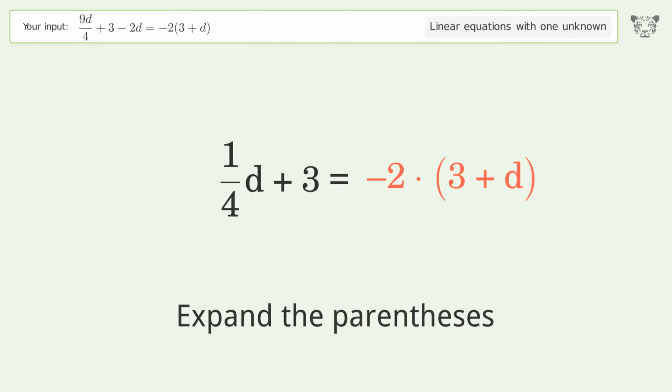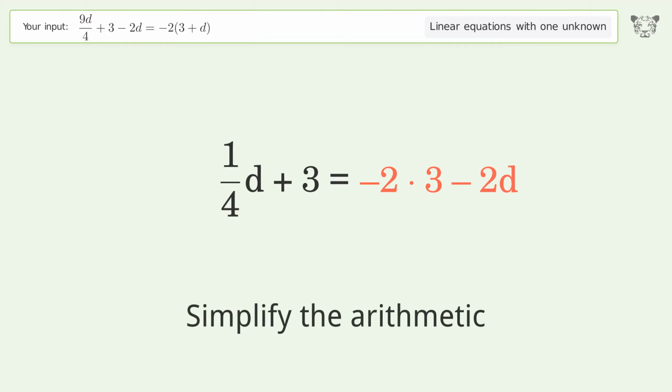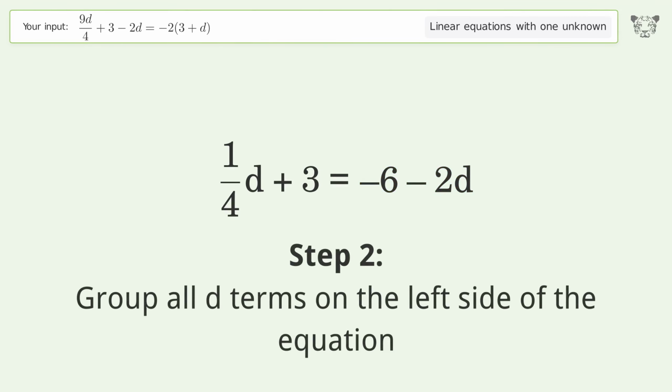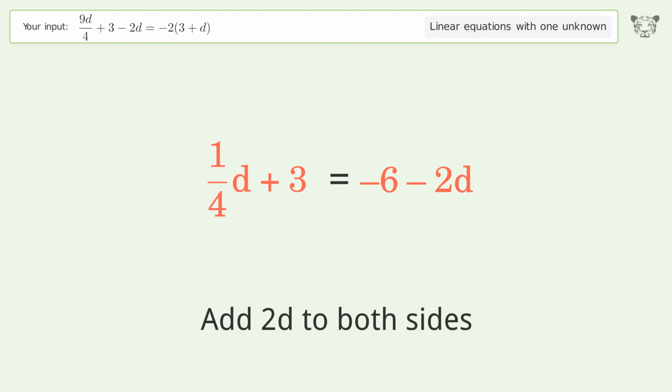Expand the parentheses. Simplify the arithmetic. Group all d terms on the left side of the equation. Add 2d to both sides.